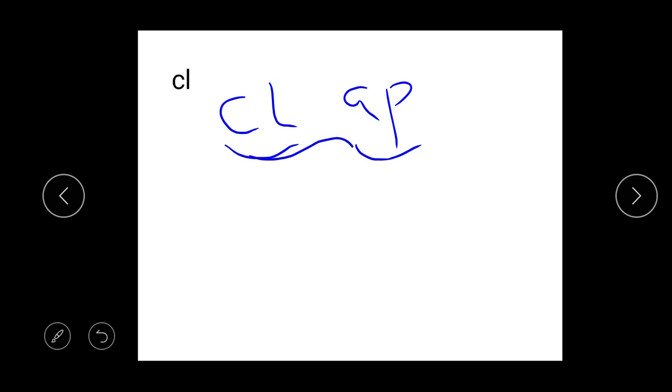We have your k and we have your l, and this will give you cl. Can you say cl? So when you put your cl, then you put your a and p, it gives you clap, clap. Can you clap for yourselves?